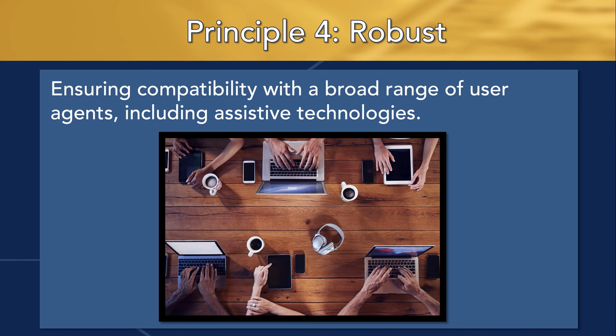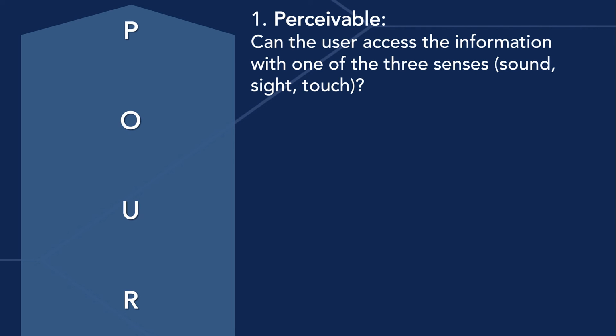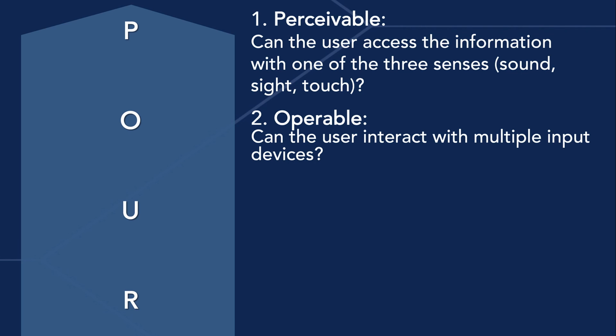When you are creating digital content, you can ask yourself these 4 questions. 1. Perceivable. Can the user access the information with one of the 3 senses: sound, sight, touch? If you have audio, is there a text transcript? If you have images, do they include alt text? 2. Operable. Can the user interact with multiple input devices? A good test for this would be to see if you can navigate the content using only a keyboard.